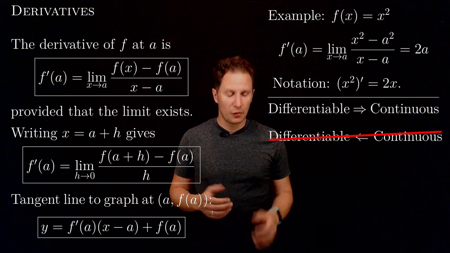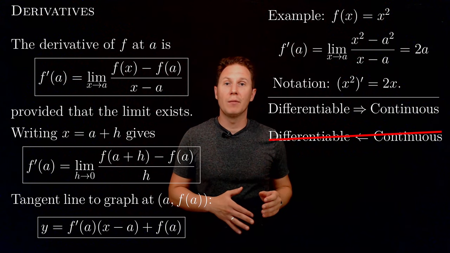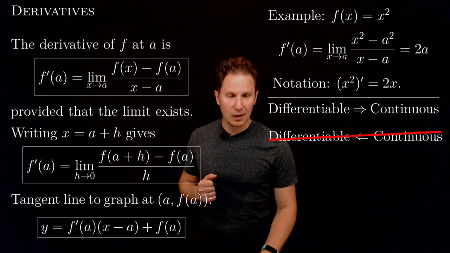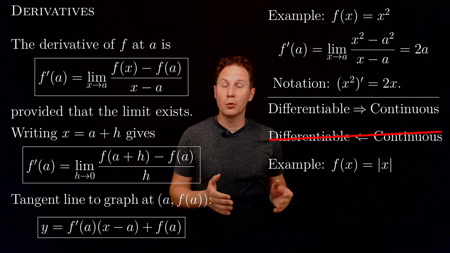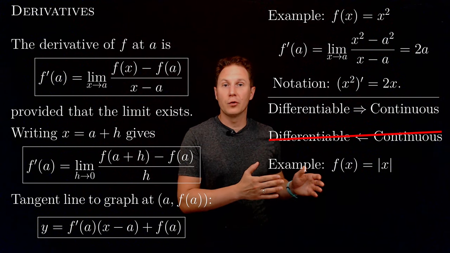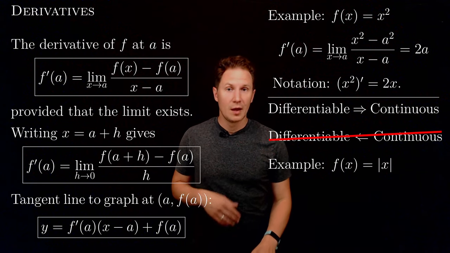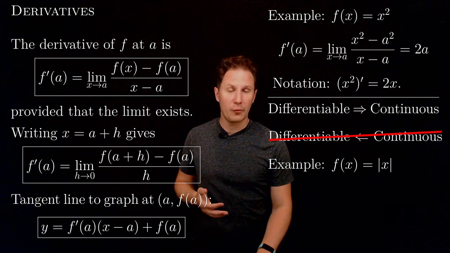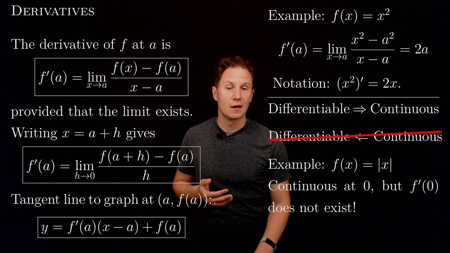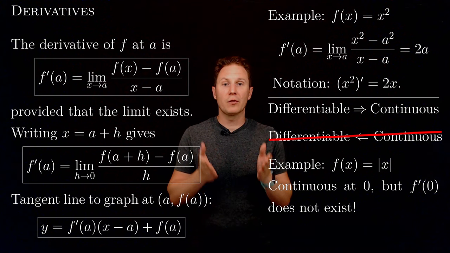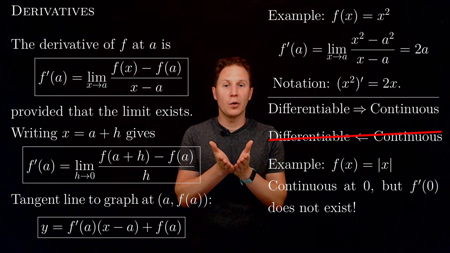To give you an example of a function that is continuous at a point but has no derivative at that point, let me give you the example of f of x equals the absolute value of x. It's a nice continuous function. It's continuous everywhere, so it is also continuous at zero, but its derivative at zero, f prime of zero, does not exist. And you can simply see this from the graph of the absolute value of x being this characteristic V shape, this pointy V.